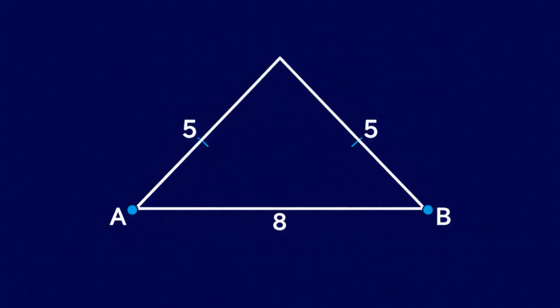Putting this together, imagine a triangle with side lengths of 5, 5, and 8. 2 sides match, so it's isosceles. If one of its angles is greater than 90, it would be classified as an obtuse isosceles triangle.